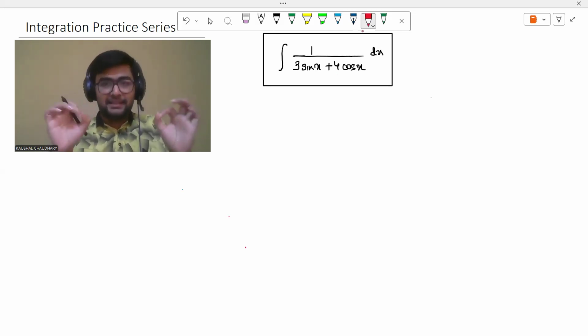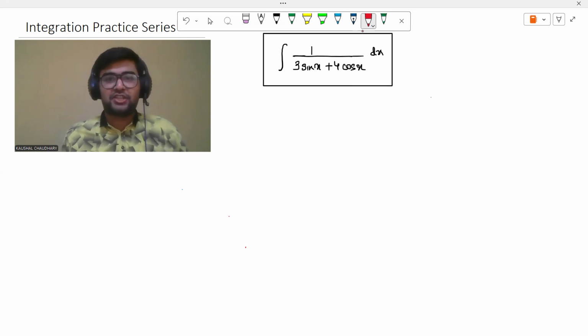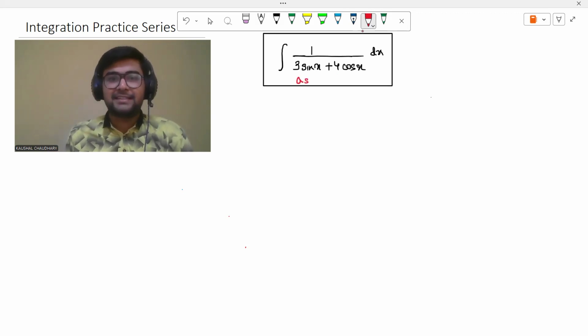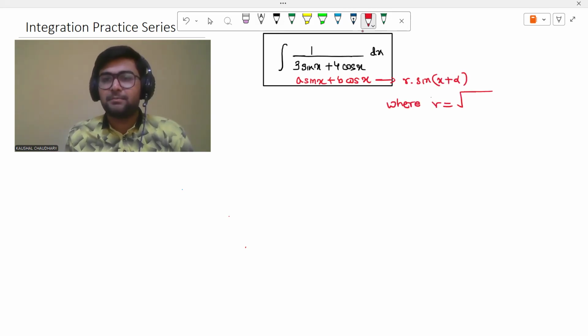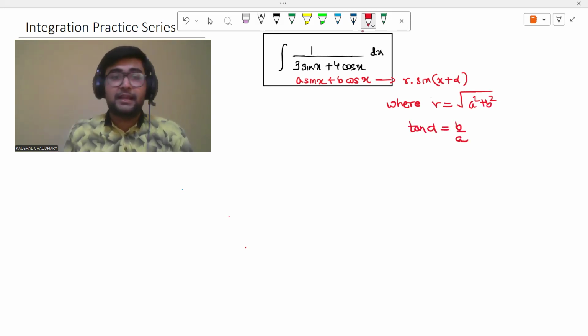Today we'll solve integration of 1 upon 3 sin x plus 4 cos x. The key idea is whenever we see any expression of the type a sin x plus b cos x in the denominator, we replace this a sin x plus b cos x by r into sin(x plus alpha), where r is equal to root over of a square plus b square and tan alpha is equal to b by a. Now you must be wondering how.